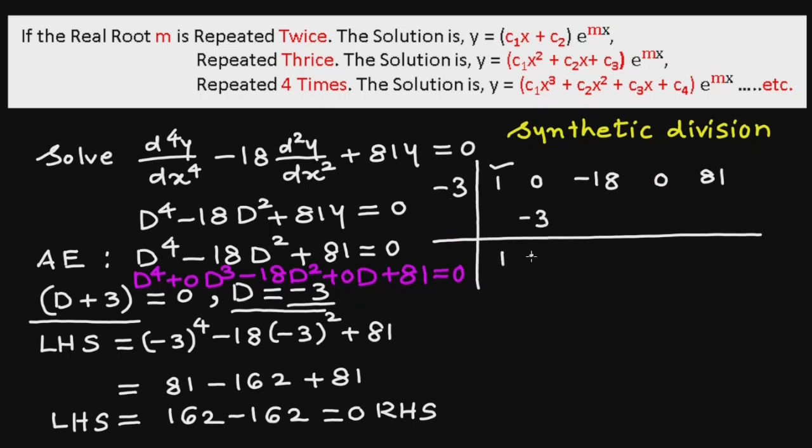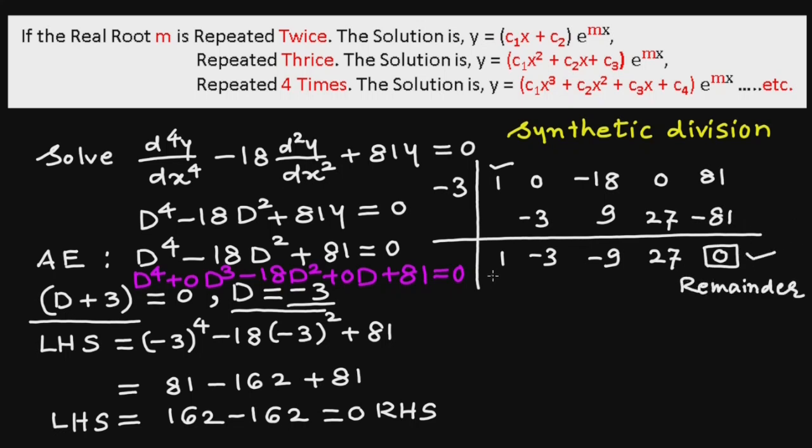0 minus 3 is minus 3. Minus 3 into minus 3, 9. Minus 18 plus 9, minus 9. Minus 3 into minus 9, 27. 0 plus 27, 27. 27 into minus 3, minus 81. 81 minus 81, 0. Since the remainder of synthetic division is 0, the cubic polynomial with these coefficients will be a factor of the auxiliary equation.